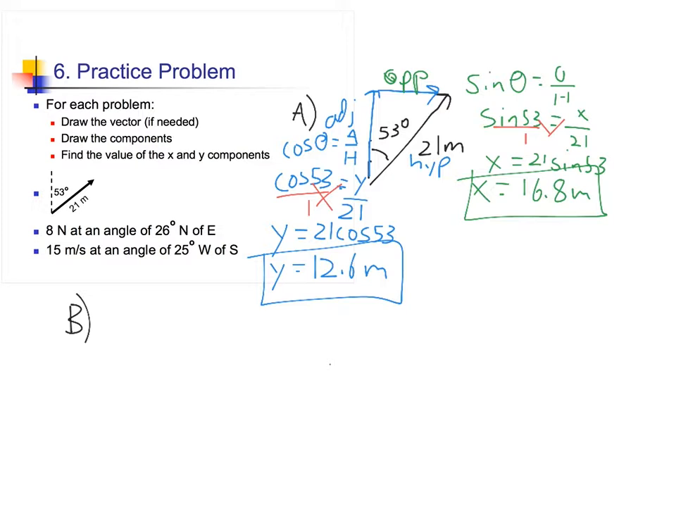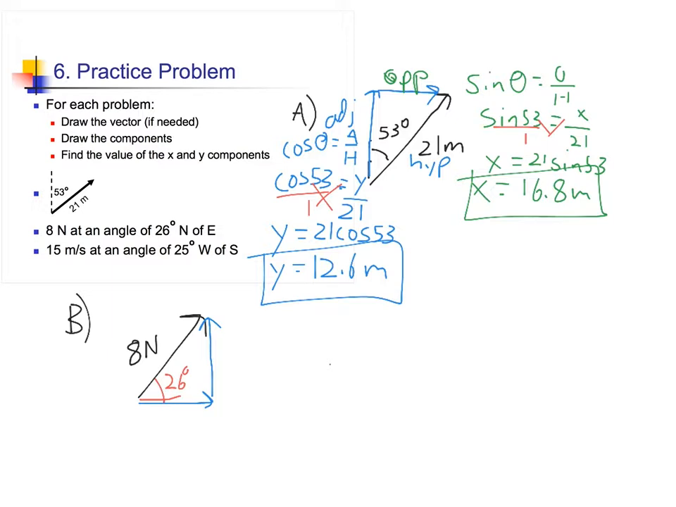All right, so for vector B here, for that second question, we have 8 newtons at an angle of 26 degrees north of east. So that means I'm drawing a vector that's going in the northeast direction. And my angle here is measured from this east side, and it's 26 degrees north of it. So there's that angle, 26 degrees north of east. Okay, so I'm first going to draw my two vector components. So I have one going east, one going north like that.